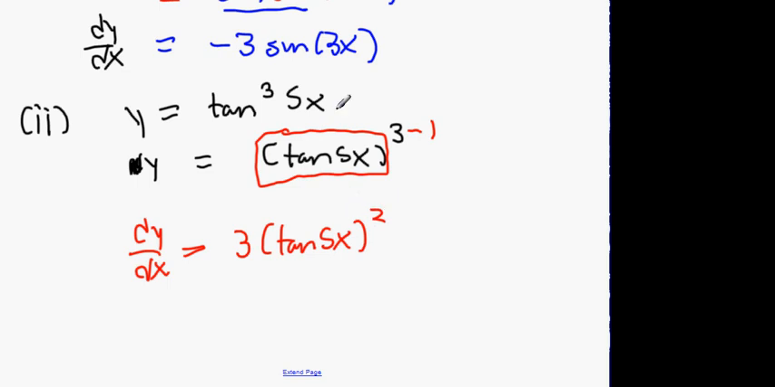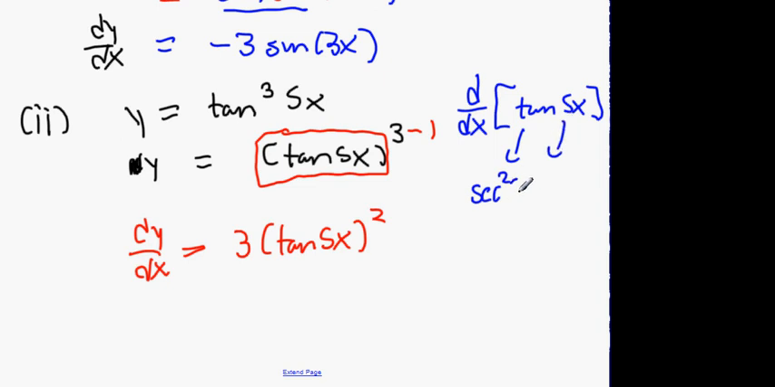Now here's the tricky part. You also have to differentiate what's in the box. And what's in the box is tan 5x. You look up tan, and what do you find? Secant squared. Okay? You look up and the angle never changes, like in part 1. Now, we do, however, have to differentiate the angle, which is where the extra 5 comes from at the end. So it's going to be secant squared 5x multiplied by 5.